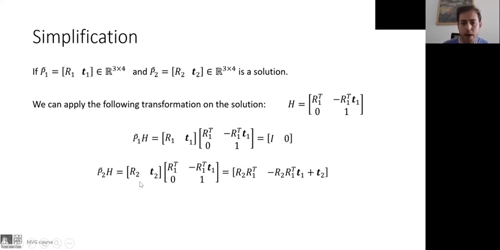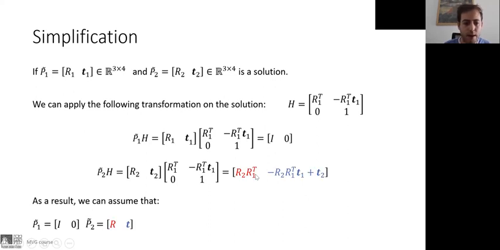And we multiply P2 by the same homography. And we just get the following solution, where the 3 by 3 part is still a rotation matrix, because the multiplication of 2 rotation matrices is still a rotation matrix. So we just got a new solution for the calibrated structure from motion problem using the multiplication by this homography. So we can just work with this, assuming that our cameras are in this special form.